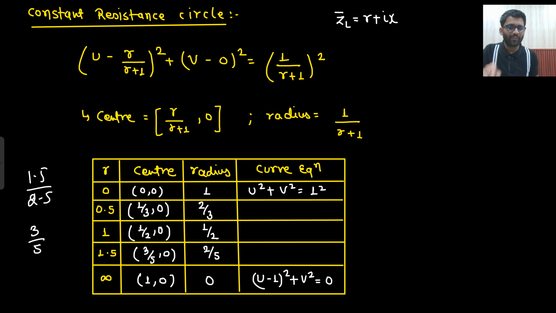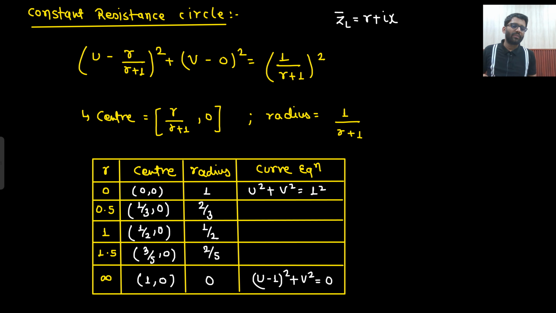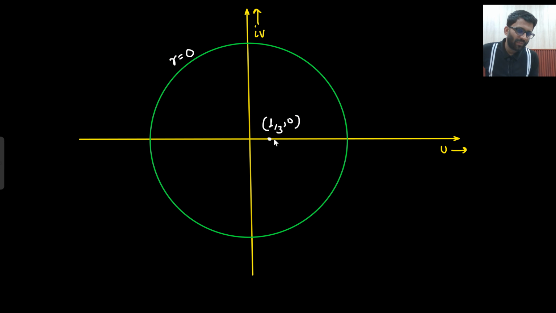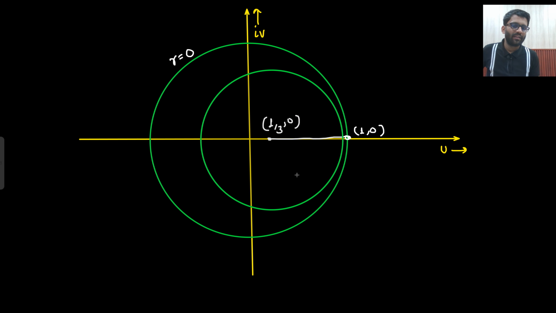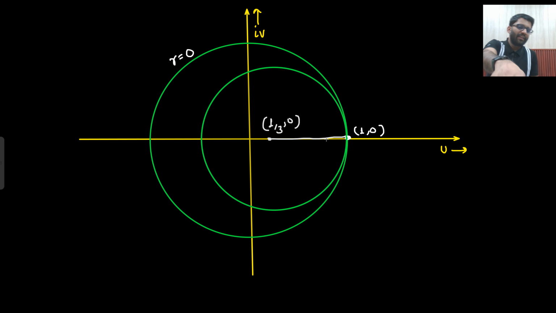Now if resistive part is 0.5, then center will be 1 by 3 comma 0. Let's just say this is 1 by 3 comma 0. Now the radius is 2 by 3. So from 1 by 3 you need a distance 2 by 3 where you will reach 1 comma 0 only. So this will be the center and you will make a circle which is having 2 by 3 on this side, this side, this side and this side, right? This is the kind of circle you are going to make. Are you getting this point?